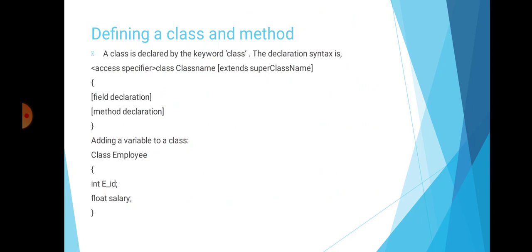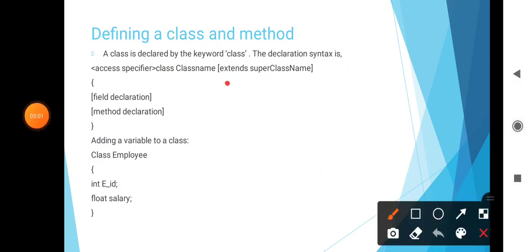Then define a class and method. A class is declared by the keyword class, and the declaration is access specifier, class, class name, extends, superclass name. Here the access specifier is like public, private, protected, etc. Then class and class name extends superclass. Then opening curly bracket, field declarations and method declarations.